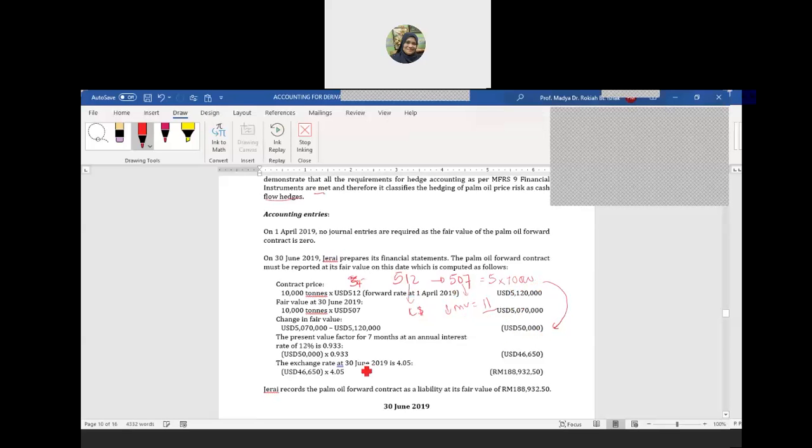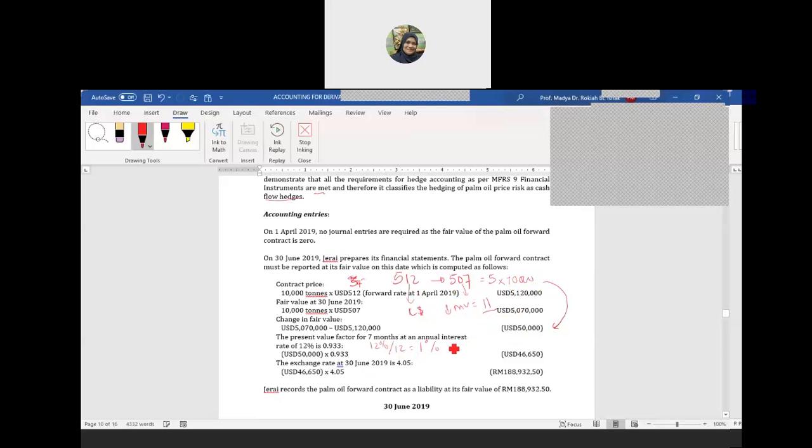So you need to find the present value. The present value that you have here is for 7 months. The interest rate that you have here is 12%. So 12% is per year, divided by 12 months, so you're going to have only 1%. If you want to use the tables here, we are using this 1%.